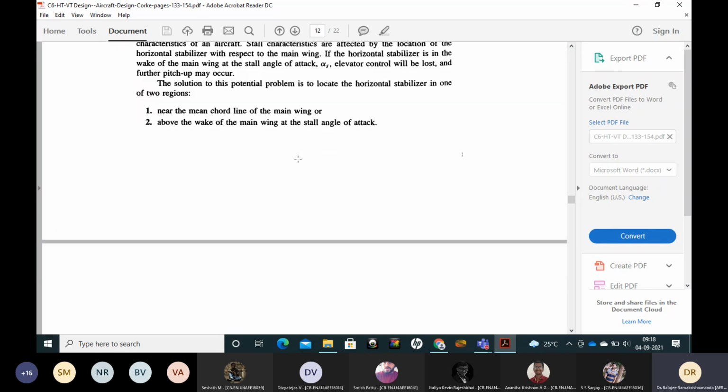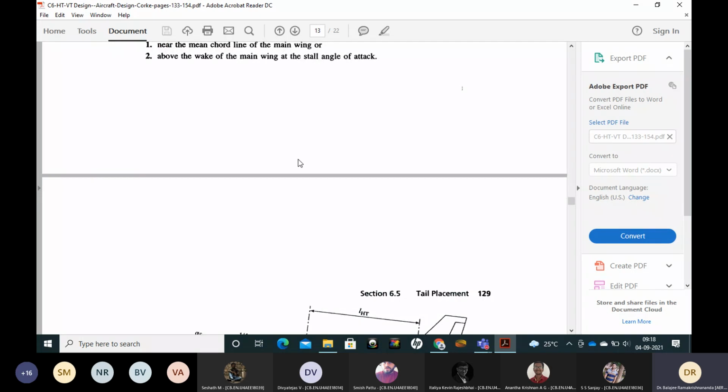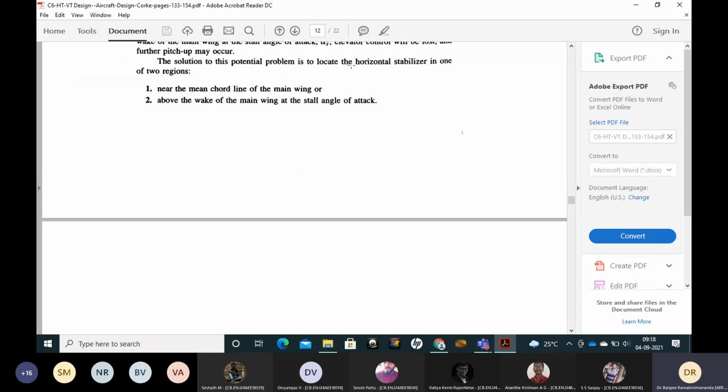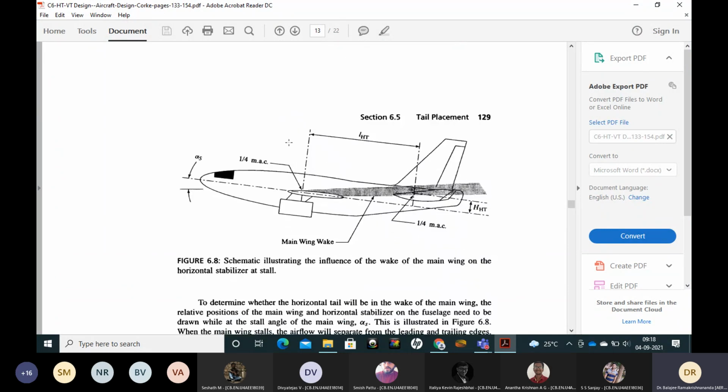So to prevent this, the horizontal stabilizer is located near the mean chord line of the main wing, or above the wake of the main wing at the stall angle of attack. So this will give you a representative picture of what's happening. See, this small thing is the horizontal tail. You see here, this is the wing. At an angle of attack, the wake of the wing is denoted by the gray area.